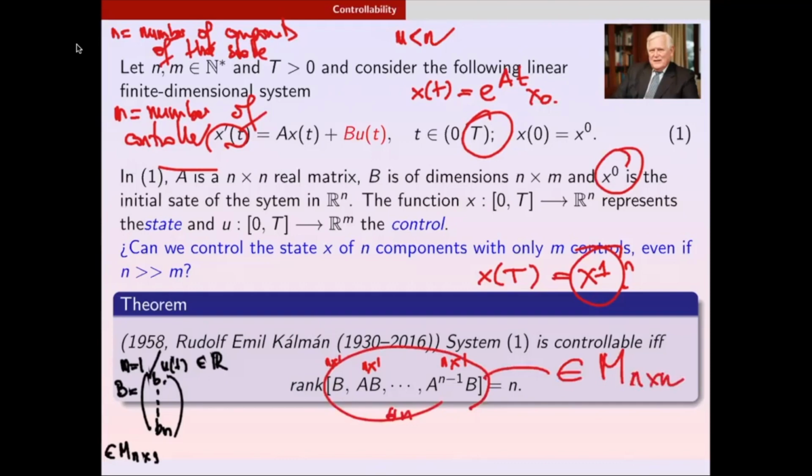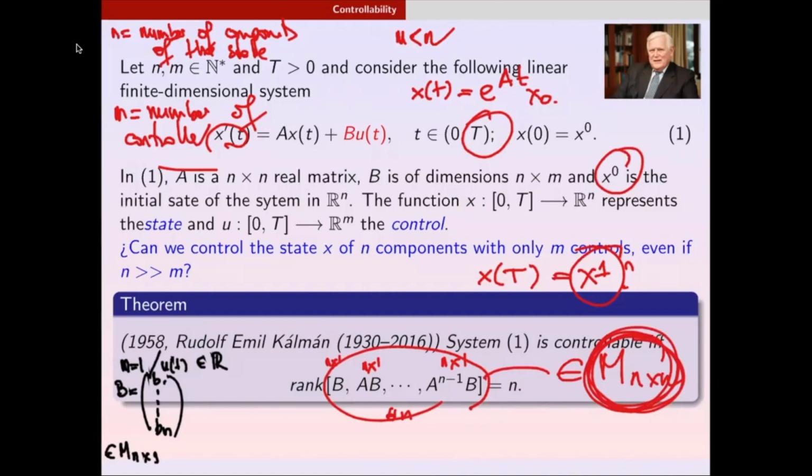So the only chance that the rank is n is that when you really compute the determinant, you get something different from 0. This is a purely algebraic condition. What you see in this statement is that in principle, checking whether a system is controllable is very simple. It's just a matter of linear algebra. You build this big matrix and then you compute the rank.